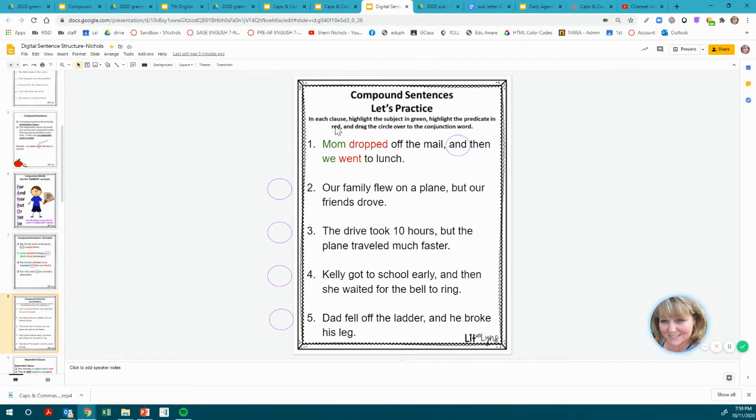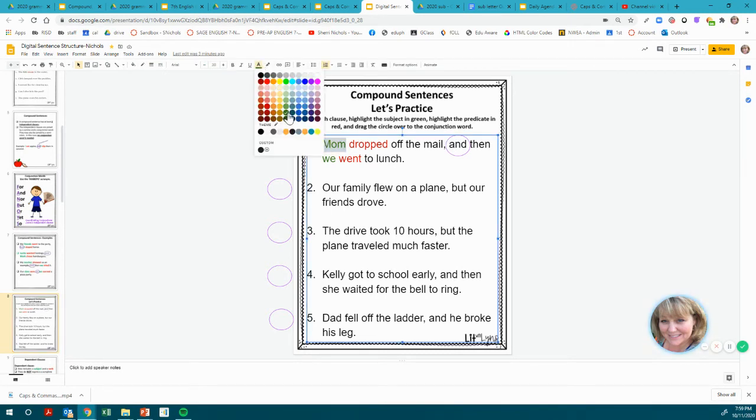For instance, in each clause, highlight each subject green, highlight the predicate in red, and drag the circle over to the conjunction word. Okay, so we're going to say Mom dropped off the milk, comma, and then we went to lunch. So Mom is our subject, dropped is our verb. We have Mom dropped off the mail. That's our complete sentence. And then we went to lunch.